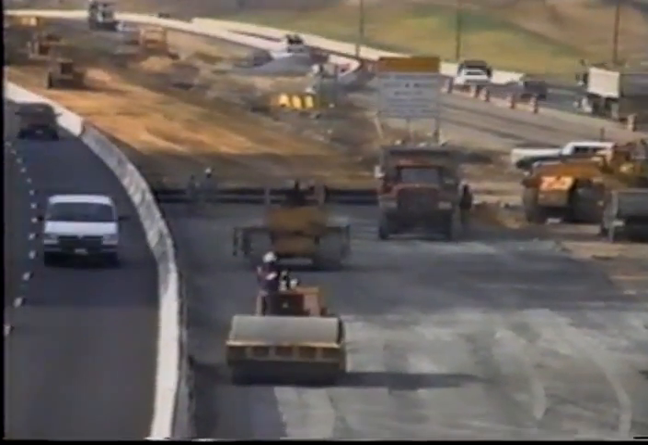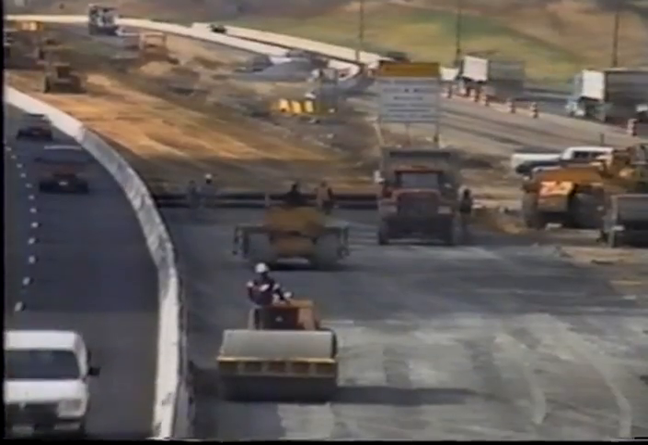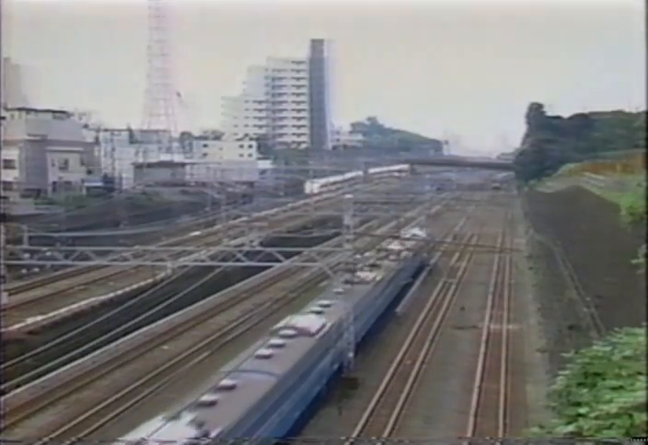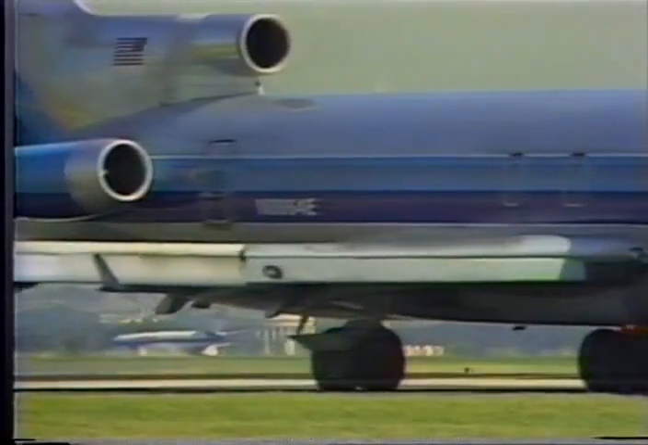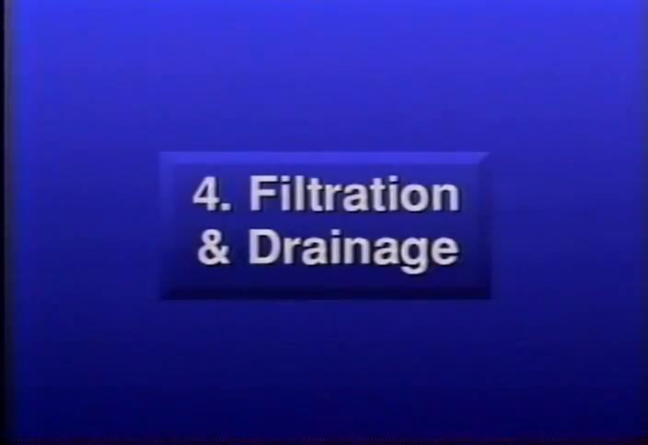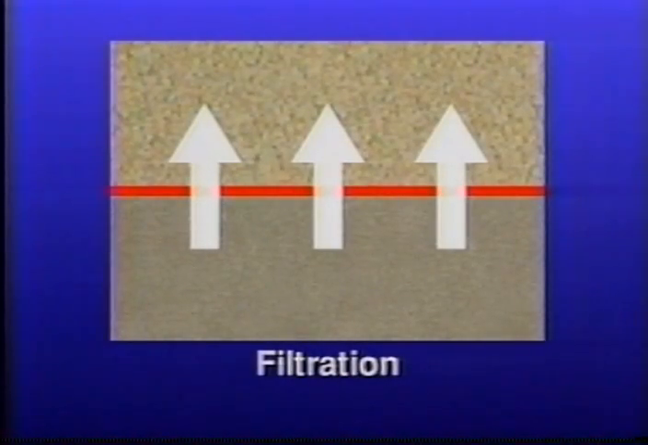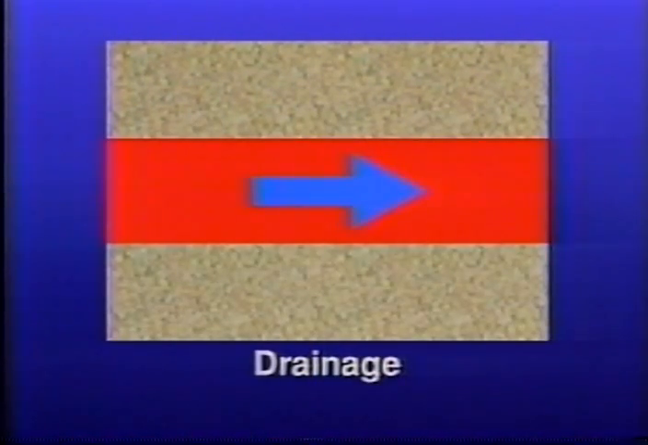So far, we've looked at the separation and reinforcement functions of geosynthetics in transportation applications. It's time now to focus on two other important functions: filtration and drainage. For filtration, flow is cross-plane, through the geotextile, not within it. Whereas for drainage, flow is within the plane of the geosynthetic.